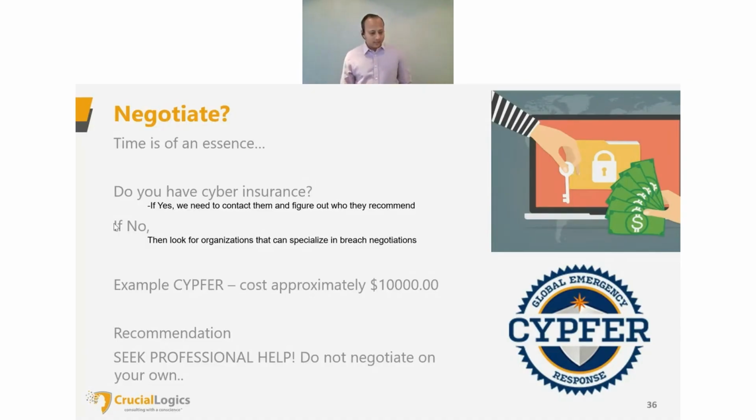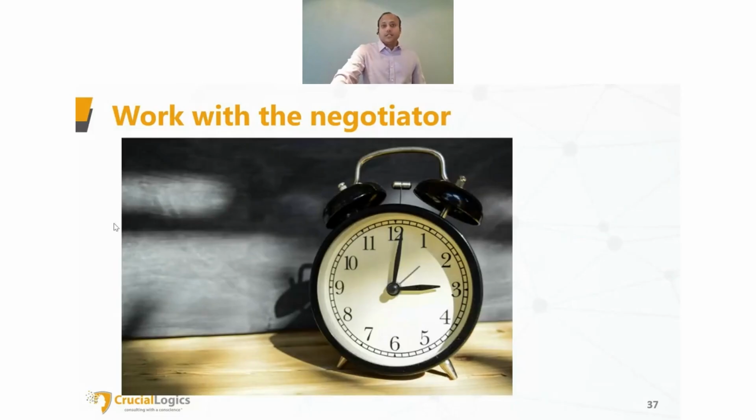So Cypher is one of the companies, homegrown in Toronto. They actually work on breach responses. They cost approximately $10,000. This is not what the payout is going to be, but this is their fee to get engaged, right? But my recommendation is seek professional help. Do not negotiate yourself, right? Because you do need someone that has done this over and over again, right? You start working with the negotiators at this point.